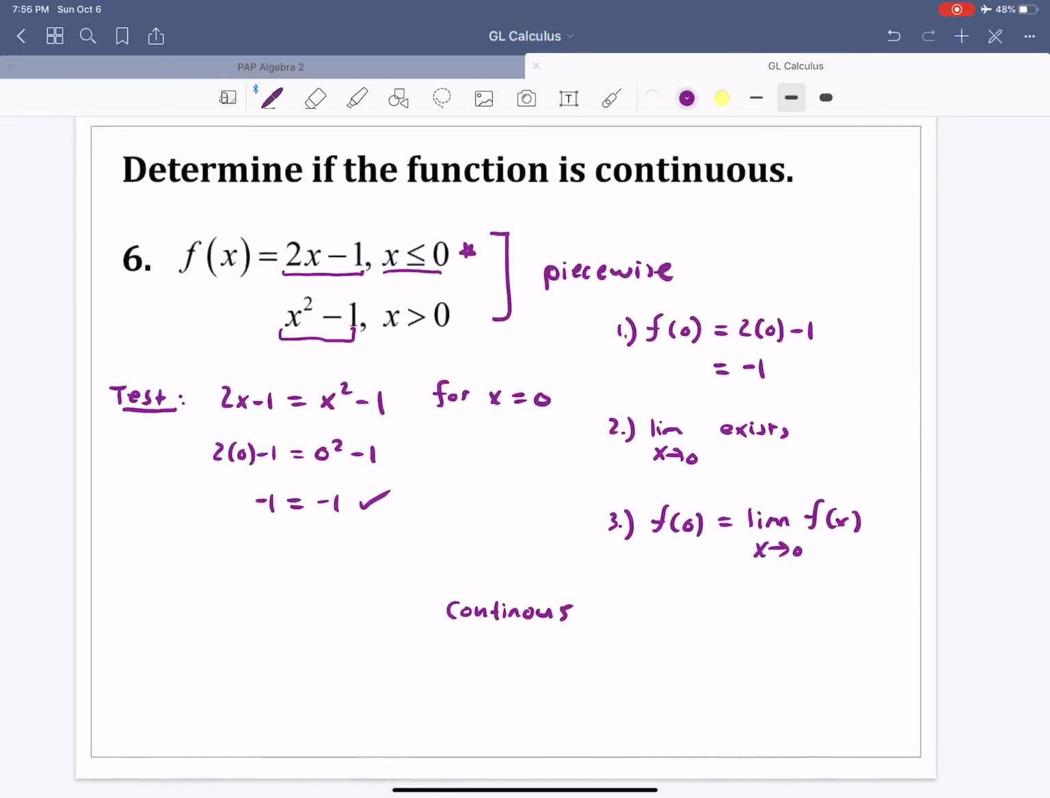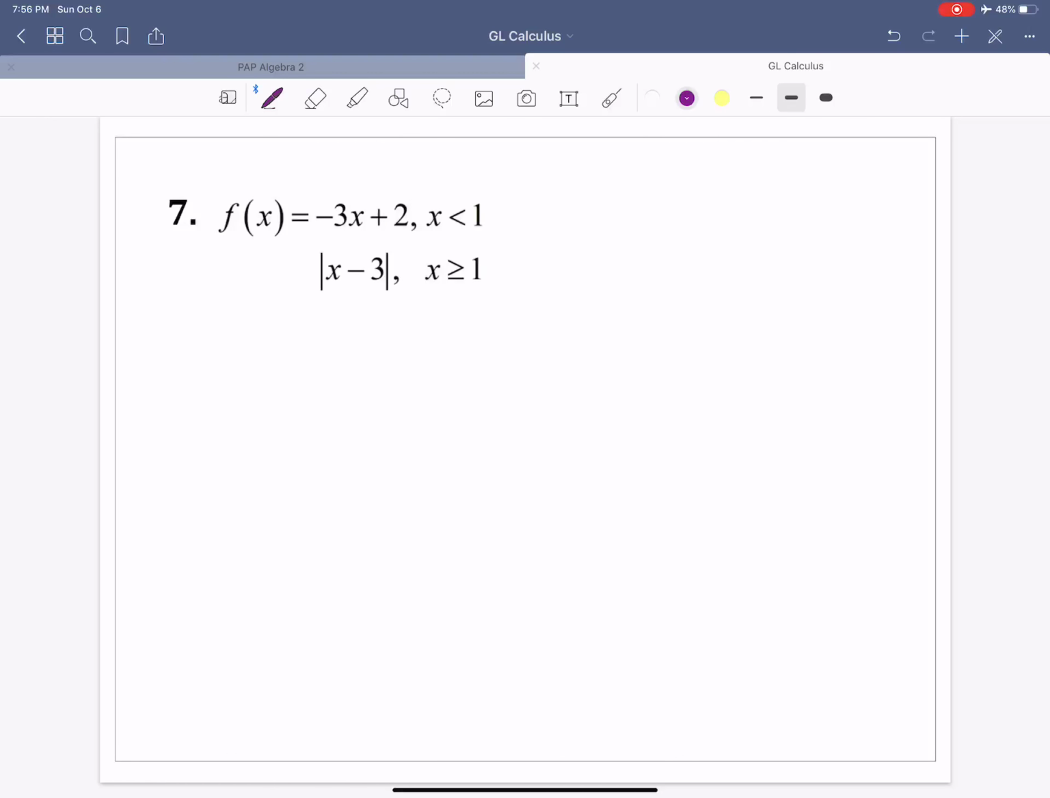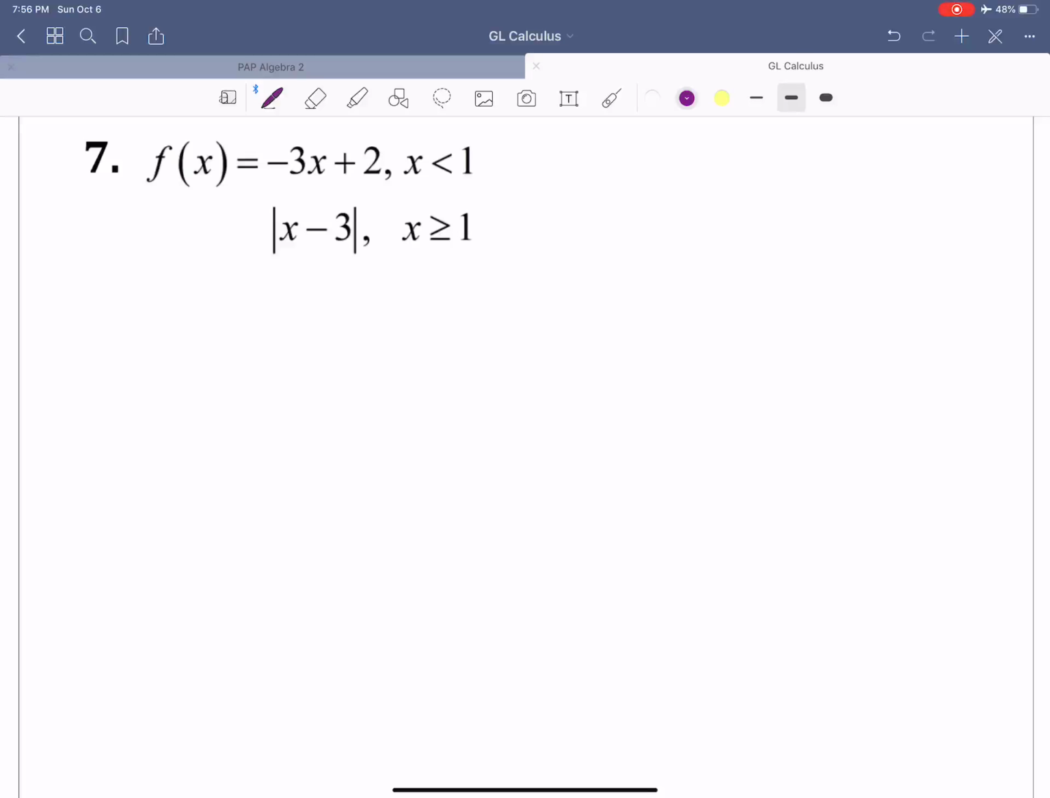It's probably good to practice another one just like this, so let's do that next. Here's another piecewise function. For the 3-part continuity test, part 1 is to figure out: does f of 1 exist? As you look at this, you see that yes, f of 1 does exist, because x is allowed to be equal to 1 on the absolute value of x minus 3, so that's where you plug your 1 value in. So we have the absolute value of 1 minus 3 equals the absolute value of negative 2, which just equals positive 2.